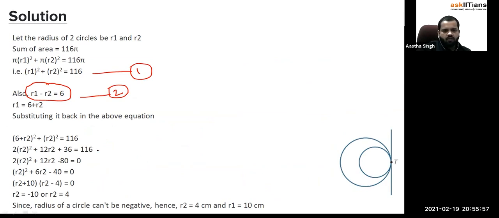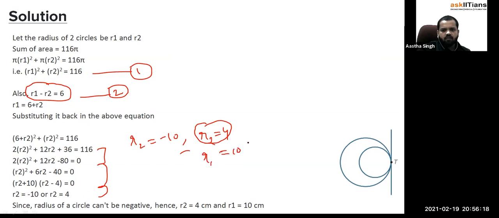So you will open the formula and try to solve this. Your R2 will be either minus 10, by solving the quadratic equation, or it will be equal to 4. It can't take a negative value, hence your R2 will be basically 4. If your R2 is 4, then your R1 will be 10, right? Because the difference is 6. I think the point is clear, right?